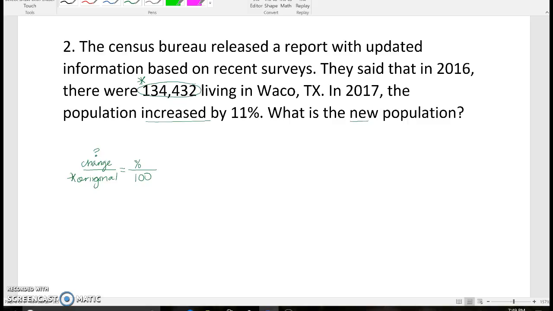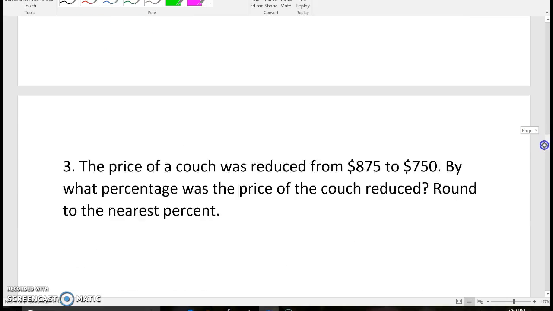So remember, if it's asking for something new, it may not just be asking for X, okay? So think about, if the new population is increasing, should my answer be greater or less than? So if it's going from 134,432 to something else, and it says increased, that means it should be greater than. So think about that when you're finding your final answer. All right, go ahead and solve that.